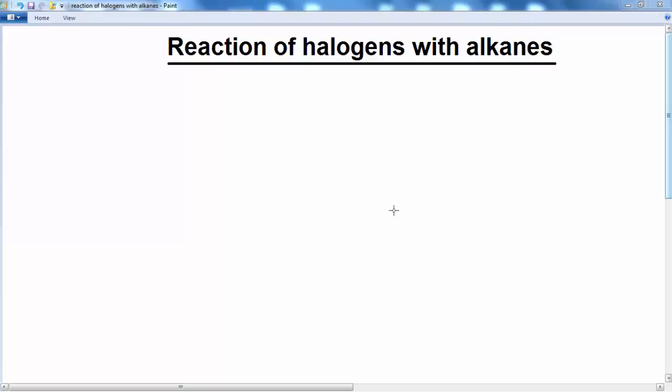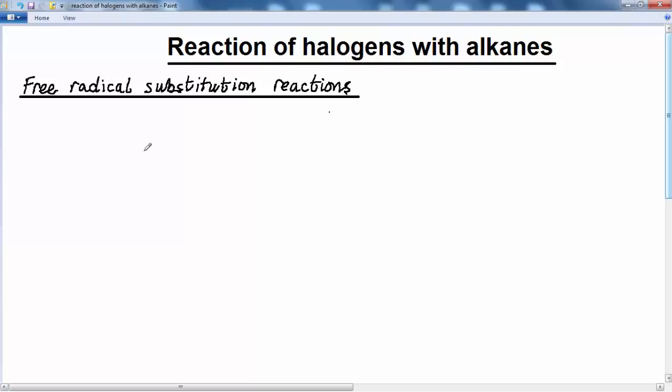In this lesson, we're going to look at the reaction between the halogens and alkanes. These reactions often go under the rather complex name of free radical substitution reactions. They're sometimes known as free radical chain reactions, because they involve a chain of processes. As an example, we'll take the reaction between methane and bromine.